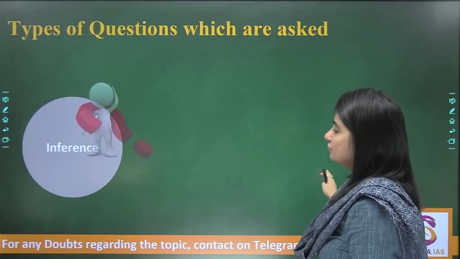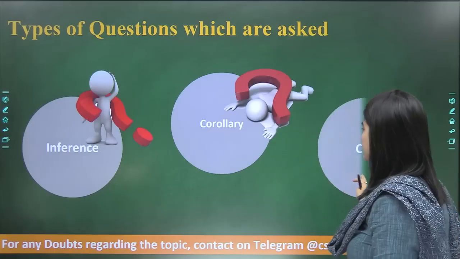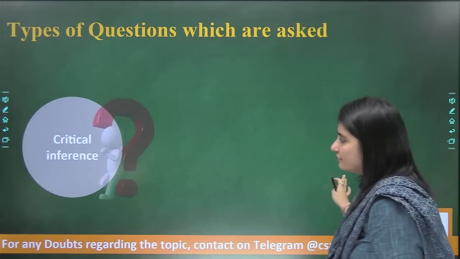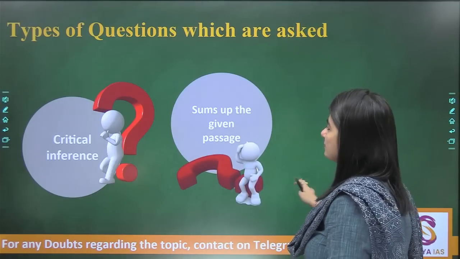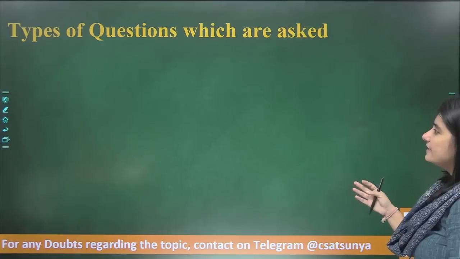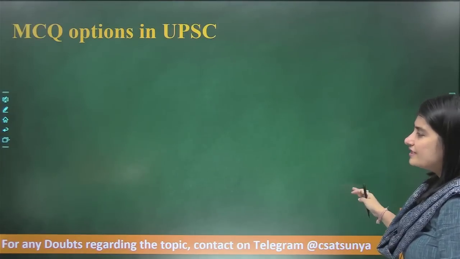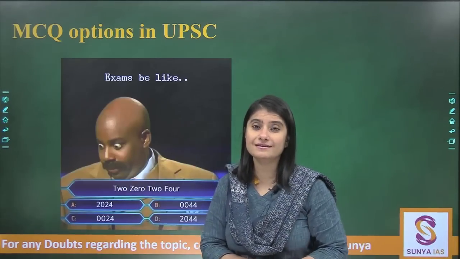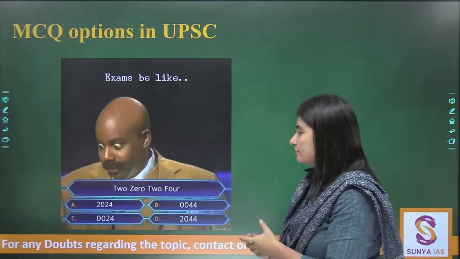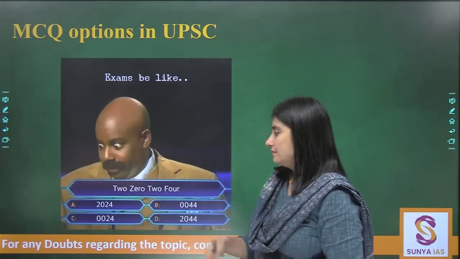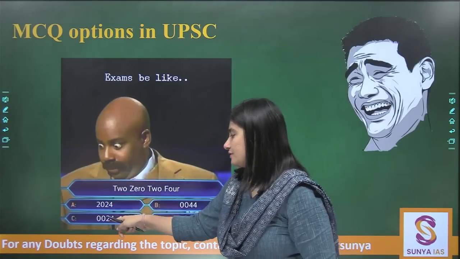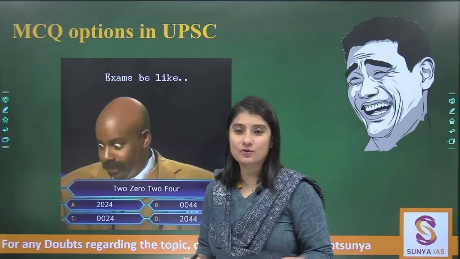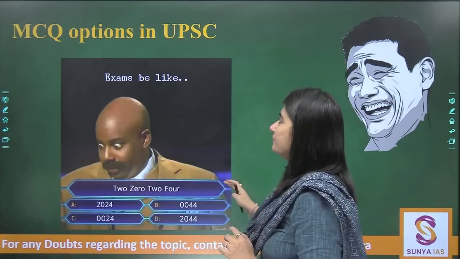Another type of question you will be asked: inferences, corollaries, crux. Corollary is a different word, we literally do not understand the meaning of it. Critical inference, what of the above sums up the given passage? What is the critical message given? Suggestions are asked sometimes, and in the examination, when you look at the RC passages, this is how the options look. Right, so we don't have to be confused about this, but we are going to solve it in the best possible way it can be done.